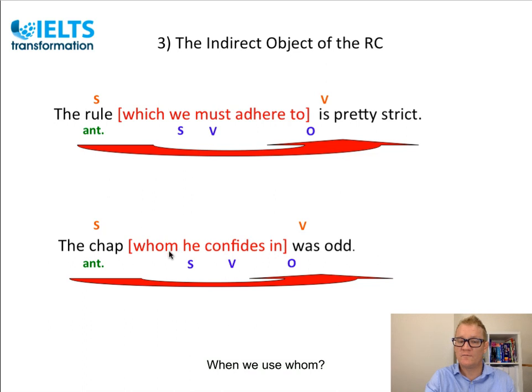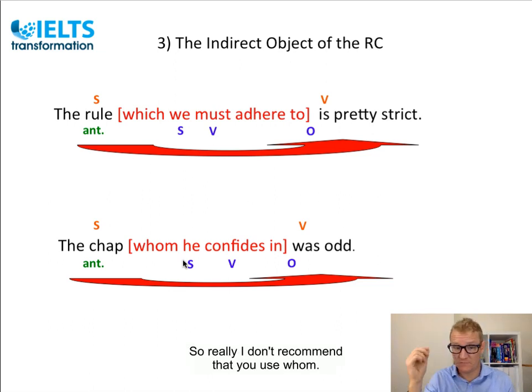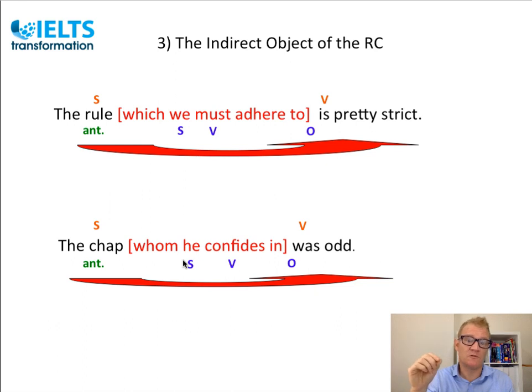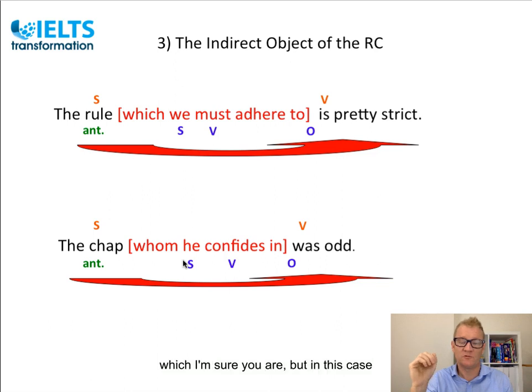When we use whom, remember whom is about the object of the relative clause. When the antecedent is the object, we can also replace it with who. Whom can always be replaced with who. So really, I don't recommend that you use whom. It's too risky unless you're super good, which I'm sure you are, but in this case, let's not take too many risks. So the chap whom he confides in was odd.